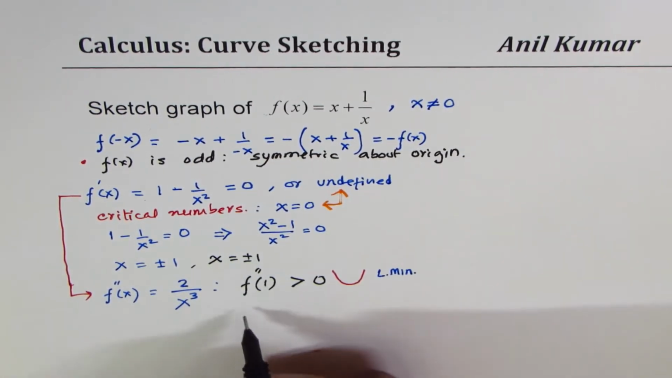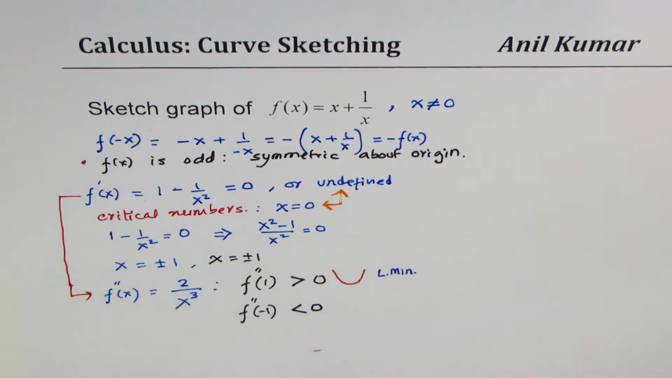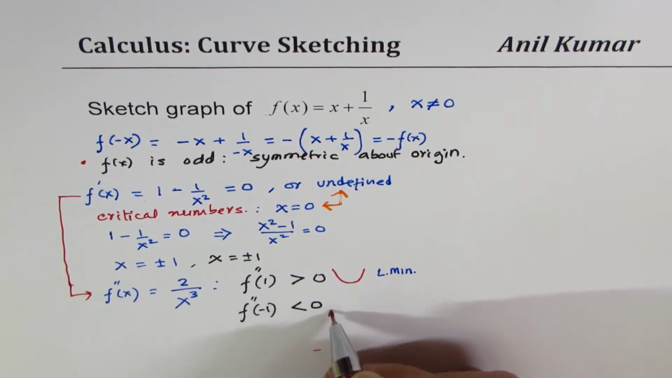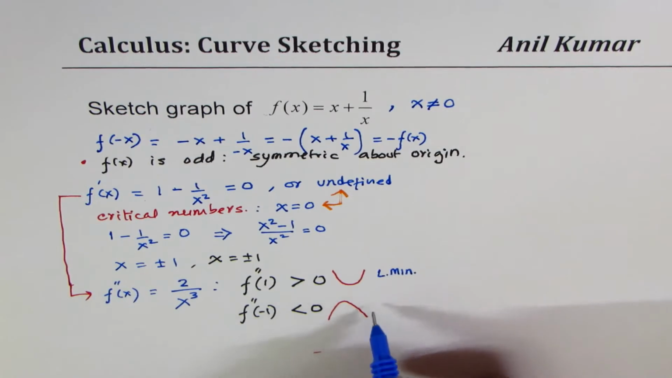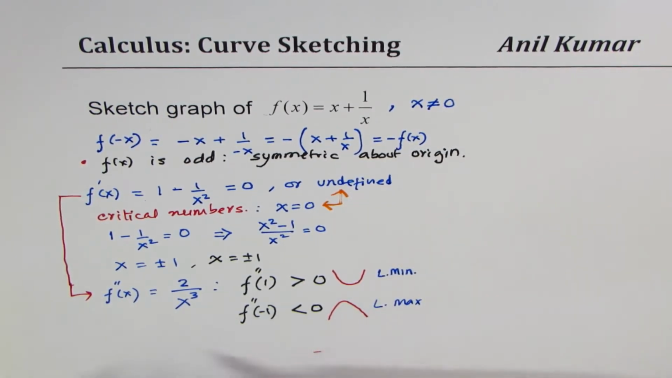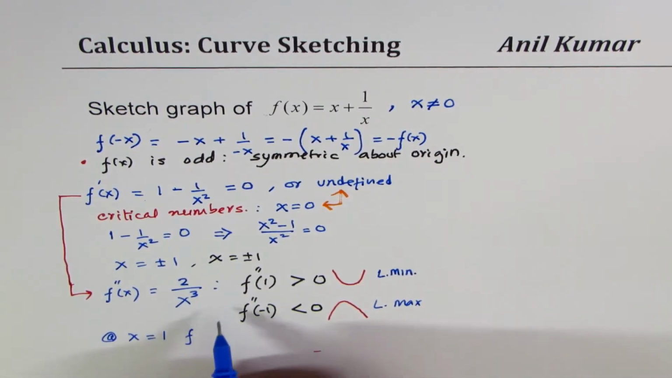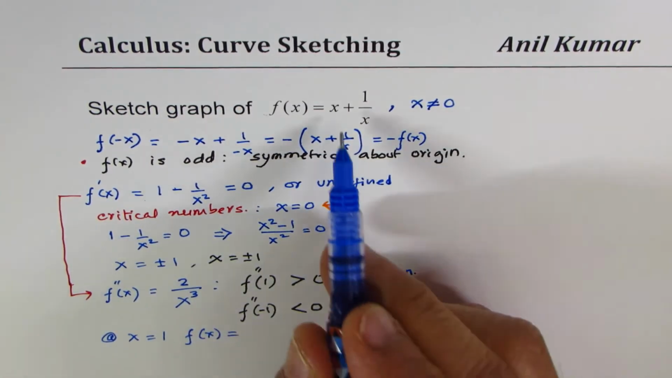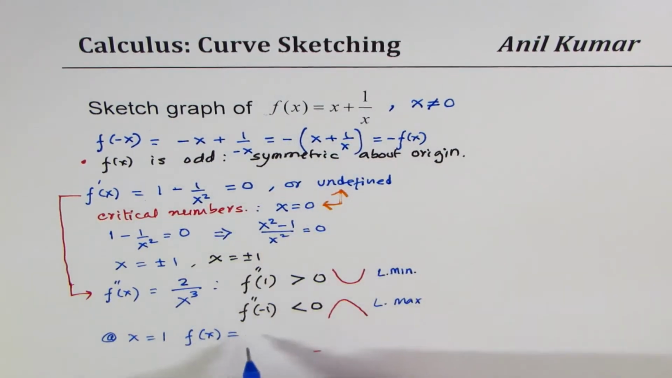Now if I substitute minus 1, then the denominator is going to be negative, so we get a value less than 0. We get a negative value. So it will be concave down, and what we get here is a local maximum, correct? So we have a local maximum. So what we find here is that at x equals 1, what is the value of f of x? f of x will be equal to, if I substitute 1 here, 1 plus 1, which is 2.